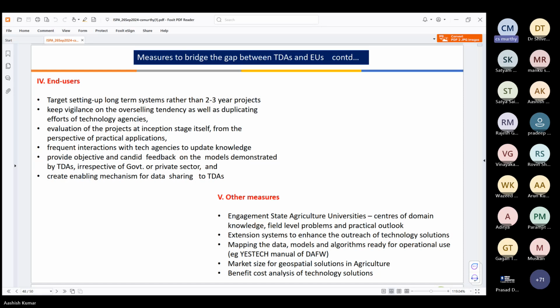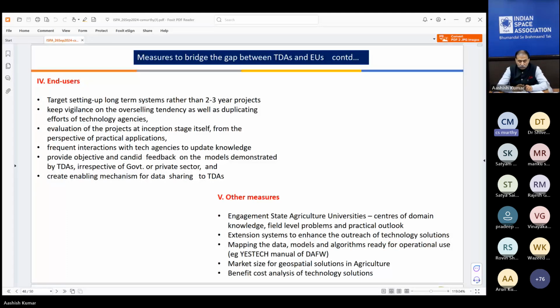And what are the models and algorithms that are ready for operational use? For example, PMFBY, S-Tech, WINDS are very classic examples. Like that, what are the data, models and algorithms which are ready for upscaling and scalability? Somebody has to document these things. So these are broadly some of the measures to enhance the adoption rate of geospatial technology in Indian agriculture. Next, please.